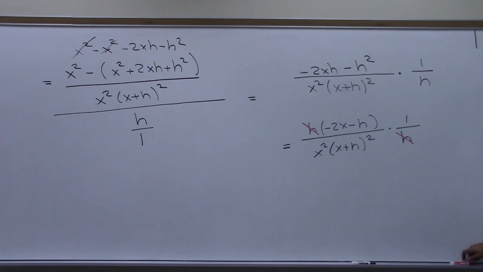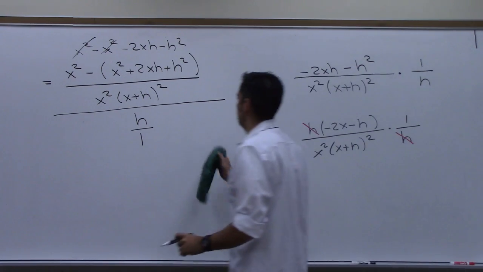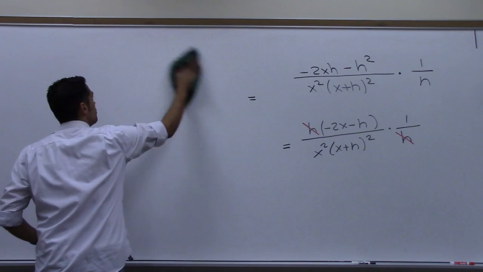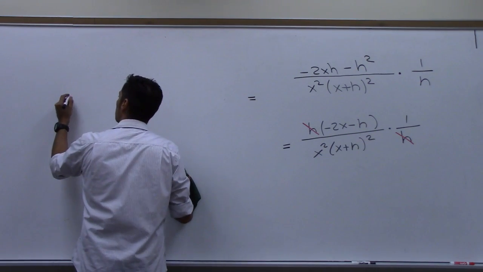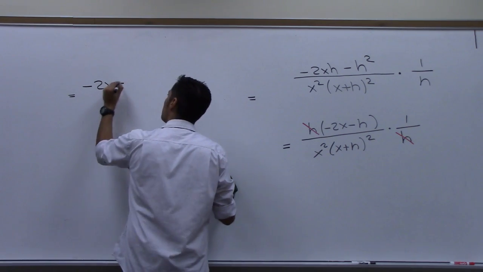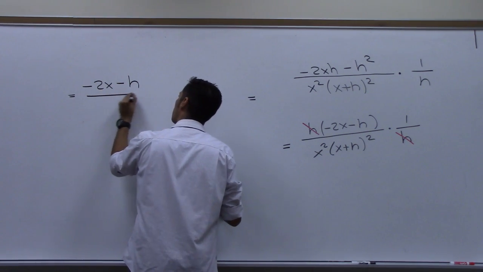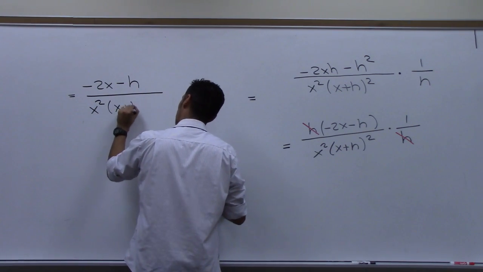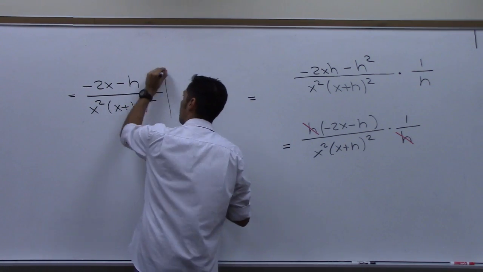And now what you're left with is your answer. There's nothing else we can do with this. So our final result is negative 2x minus h over x squared times x plus h quantity squared.